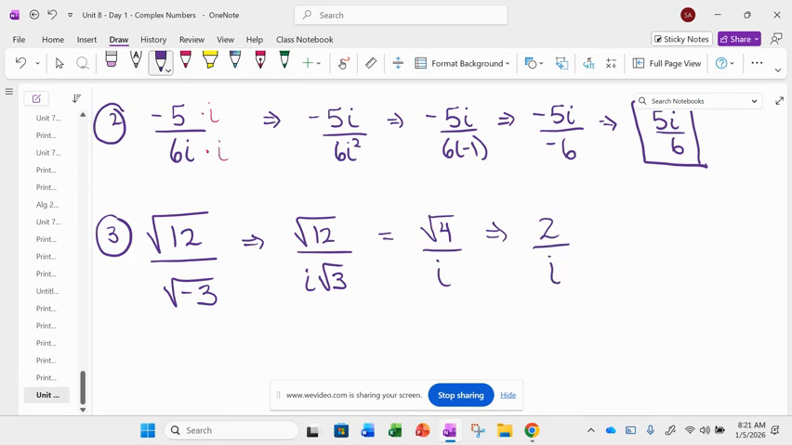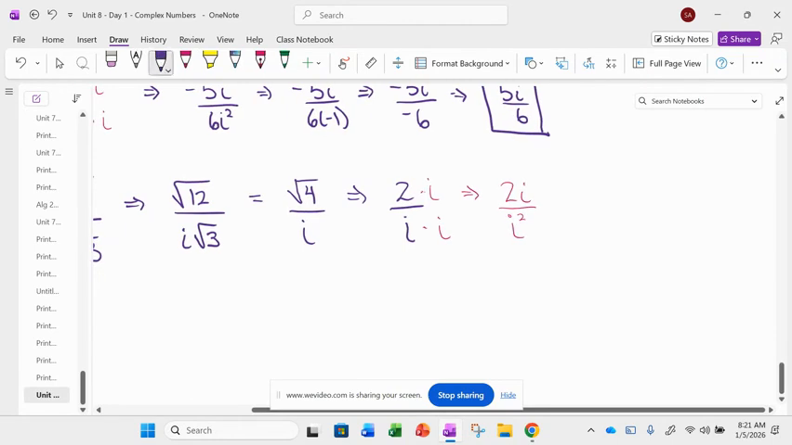Can I leave it like this? No, I can't leave an i in the denominator. So we rationalize. I multiply top and bottom by i. So I get 2i over i squared. But what's i squared? -1. So we end up with a -2i.